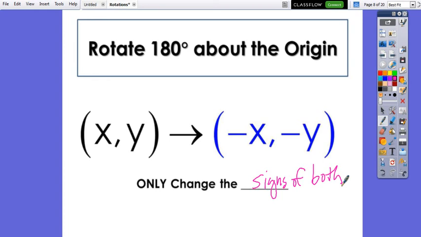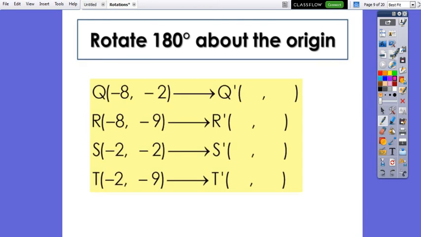All right, so let's look at an example. -8, -2. So what does that become? All right, 8, 2. 8, 9. -2, -2 becomes 2, 2. -2, -9 becomes 2, 9. Okay, very easy. It's all about just doing what the rule says. When you get to a quiz or test, do what the rule says do. All right, don't overthink it. Just do what it says do.